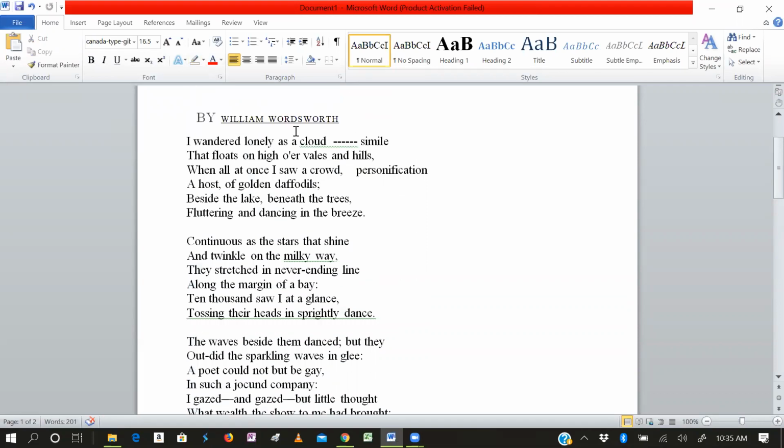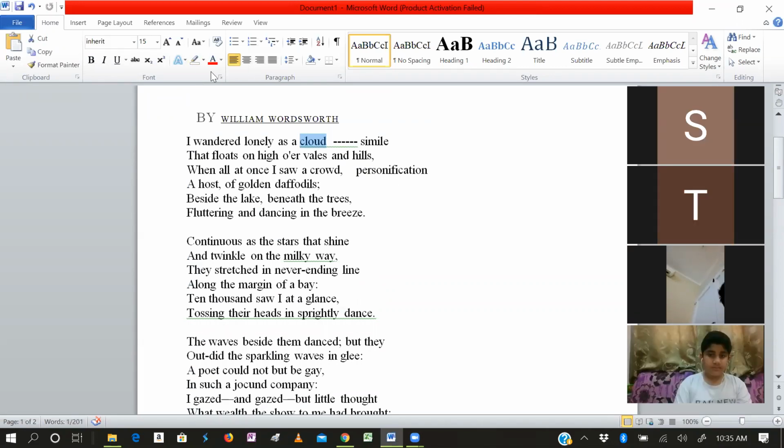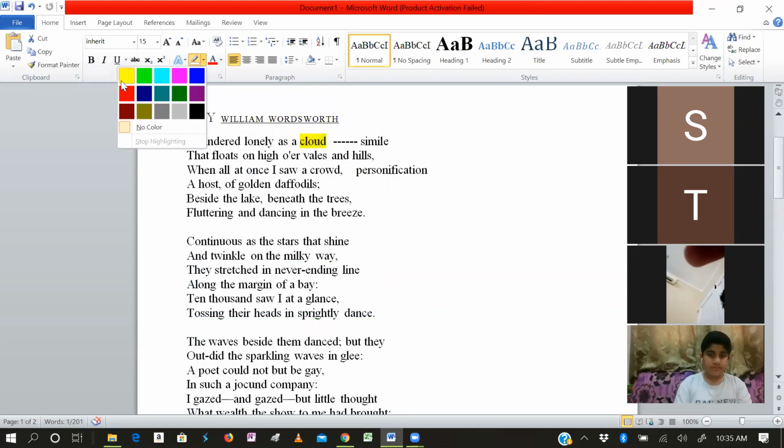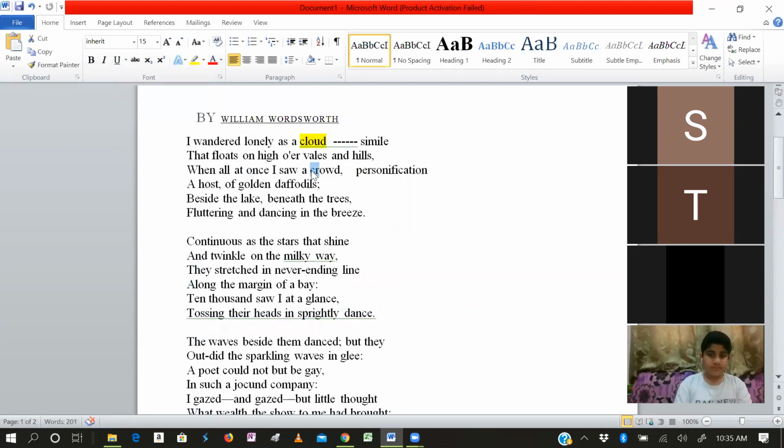Look at this. Similarly, you have used cloud. So cloud is one word, and find another same sound. Cloud, crowd. Find another in one minute. Quickly go through. Students, quickly go through.